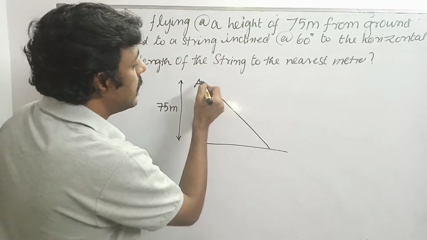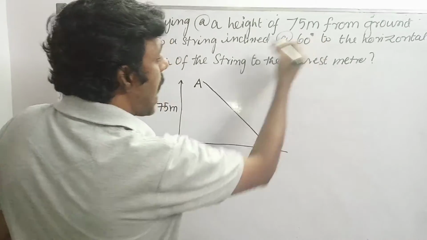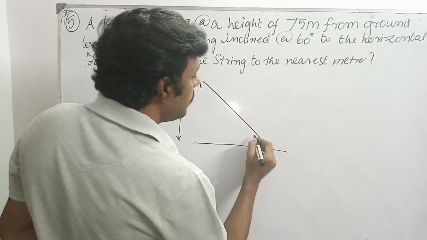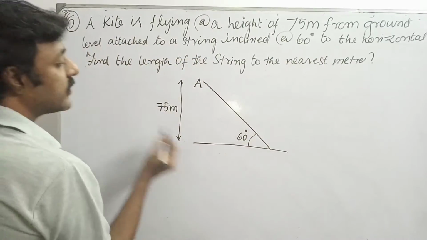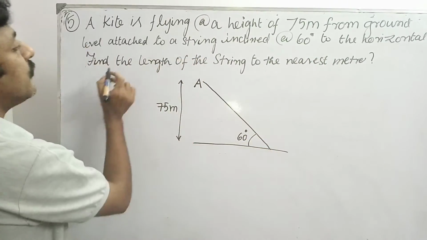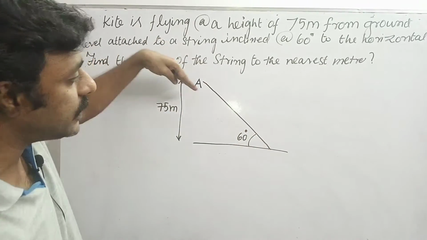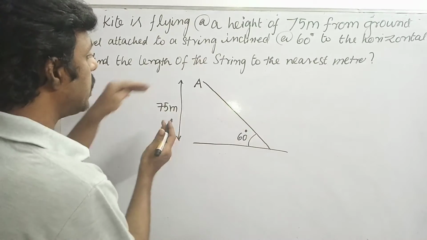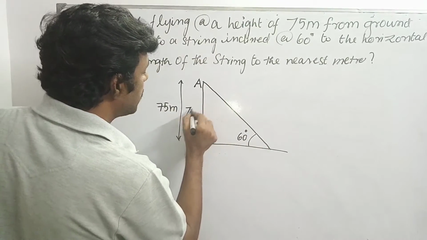So the string is inclined to the horizontal. The angle of inclination is nothing but 60 degrees to the horizontal. This is the horizontal, right? Find the length of the string to the nearest meter. They are asking you to find the length of this string. So now this height is nothing but 75 meters.